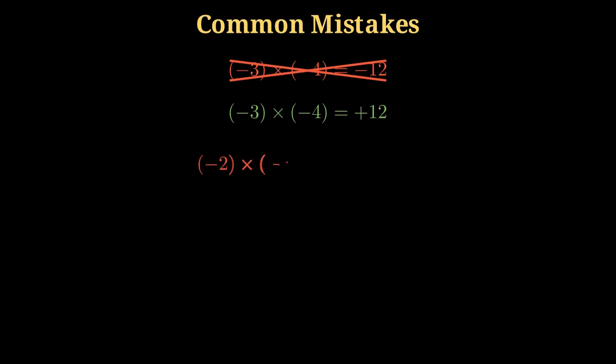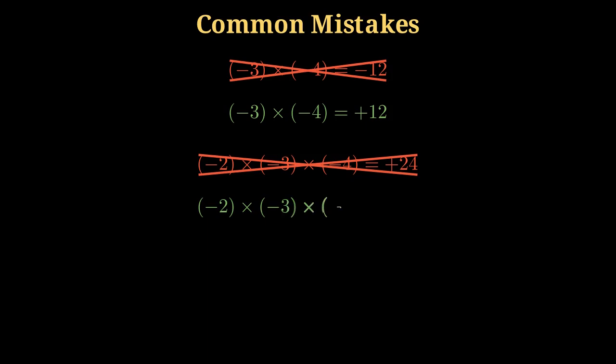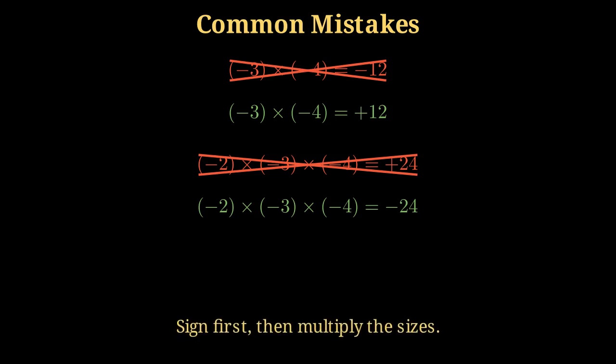Trap 2. With 3 factors, learners see negatives canceling and write +24, which is wrong. Count the negatives. 1, 2, 3. An odd number. Odd count means negative. -24. 2 negatives cancel. The third one survives. Best habit. Decide the sign first, count the negatives, then multiply the sizes.